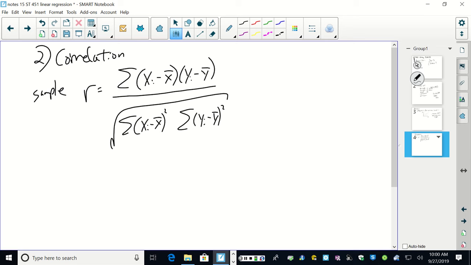If you divide by n minus 1 in the numerator and n minus 1 in the denominator, and put one in front of each of those, in there is the sample covariance of the x and y's. And then this thing is the standard deviation of the x values and the standard deviation of the y values. So it can be written like that. It's a covariance divided by the two standard deviations.